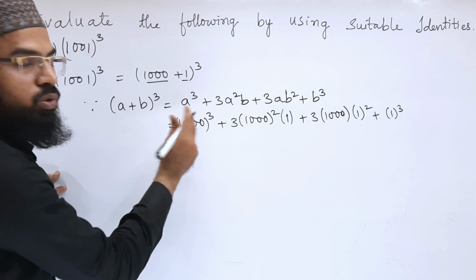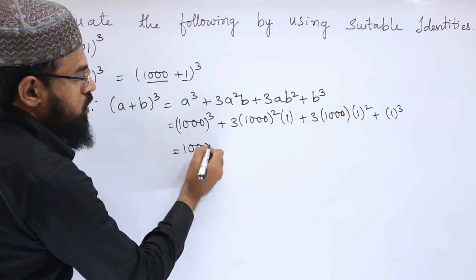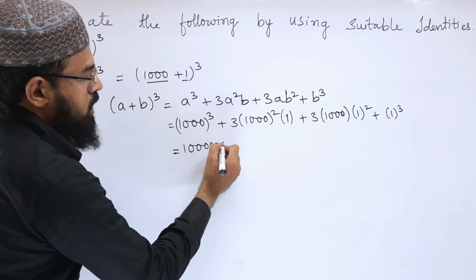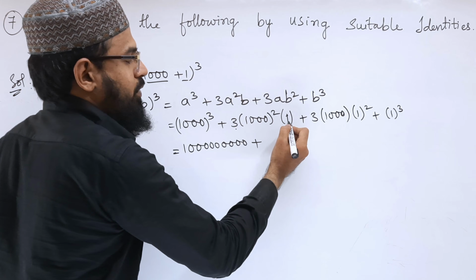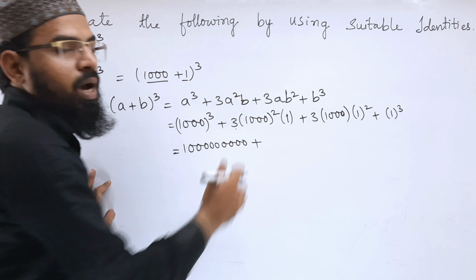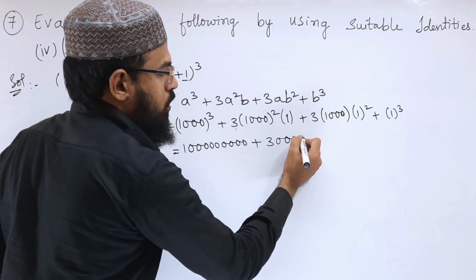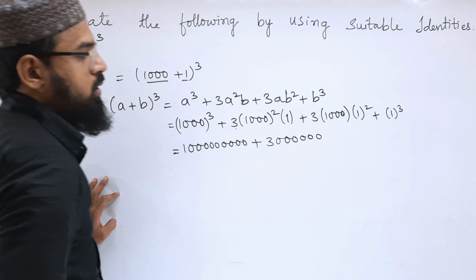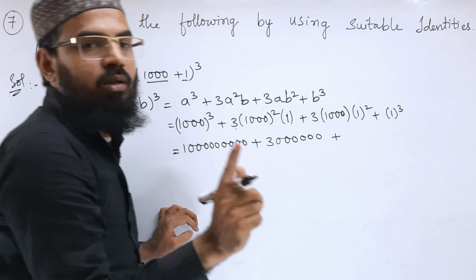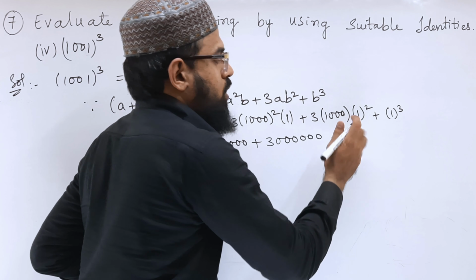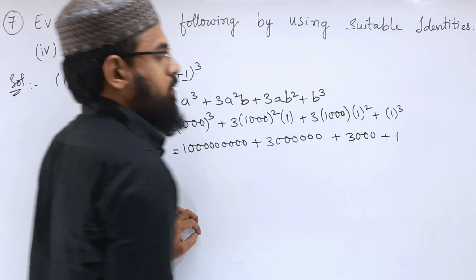3 zeros are there. So 3 into 3, 3 3s are 9. So we get 9 zeros: 1, 2, 3, 4, 5, 6, 7, 8, 9. Plus 3 ones are 3. And 1000 square will be 6 zeros: 1, 2, 3, 4, 5, 6. Plus 3 ones are 3, 1 square is 1. 3 into 1000, 3000. Plus 1 cube is 1.